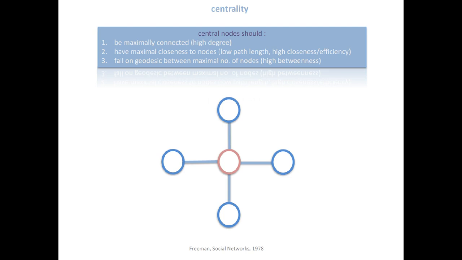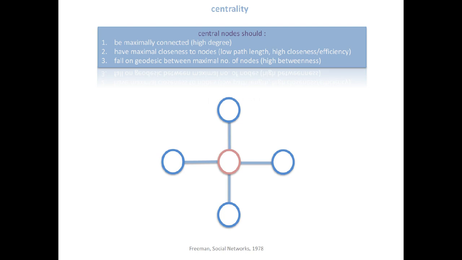So what should a central node look like? Let's take this simple graph, a star configuration. You've got one node in the center, and the others on the outside. It's not very controversial to say that the node in the center is topologically central and plays an important role in the network, and the others are more peripheral. So what are the properties of this node? Well, it's maximally connected, connected to all the other nodes, so it has high degree.